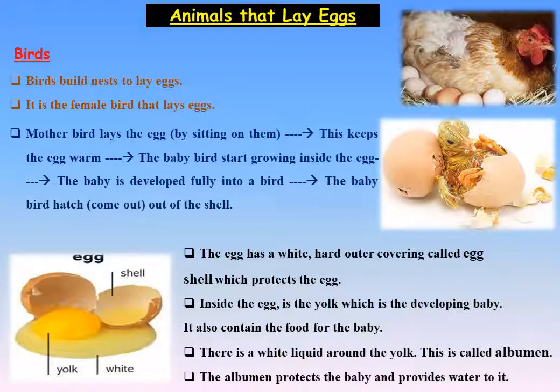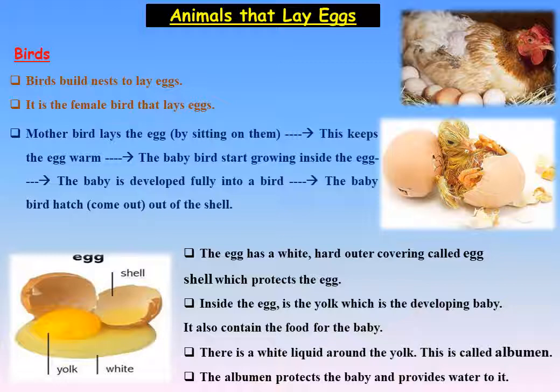First of all, the mother will lay the eggs and sit on them. By sitting continuously, the eggs will get warm. They will get a good amount of heat and the baby will start growing inside the egg. Then inside the shell itself, the baby will develop into a bird. Then the baby will hatch out of the shell. The process of coming out from the egg is called hatching. So that's a new term for you. Read it.